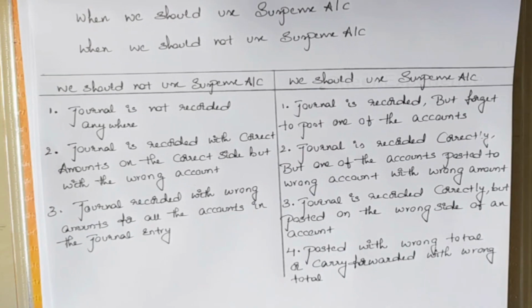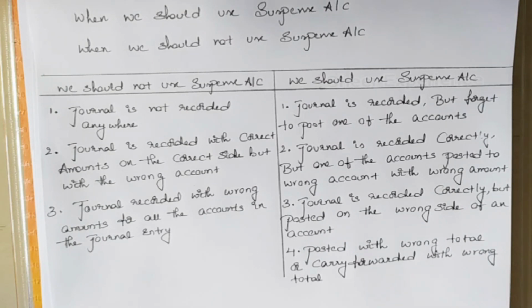Here I have listed the types of errors on one side where we should not use Suspense Account and types of errors on the other side where we should use Suspense Account. First we will see the errors and rectify them. Then we will identify the type of error and match with this list. So this list I made for your easy reference.